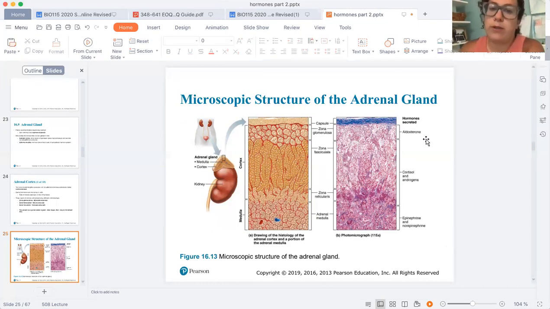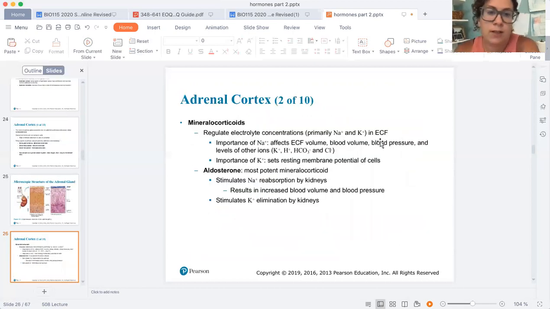So the major hormones coming from each: the zona glomerulosa is making aldosterone. Zona fasciculata makes cortisol, the one I'm mainly concerned with, and DHEA. And zona reticularis is doing the androgens. Mineralocorticoids' job is to regulate electrolyte concentrations, mainly sodium. And the most important one that comes out is aldosterone.